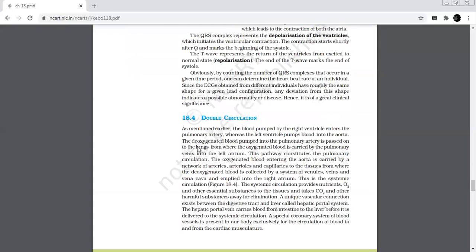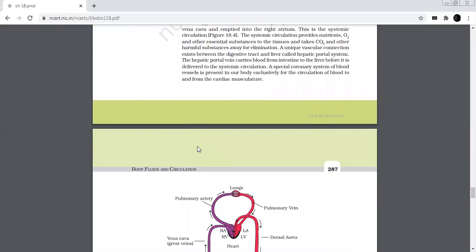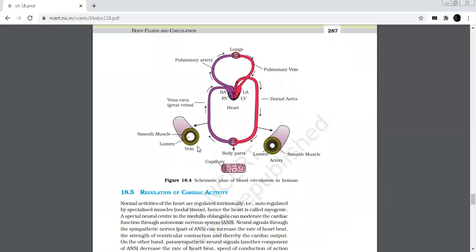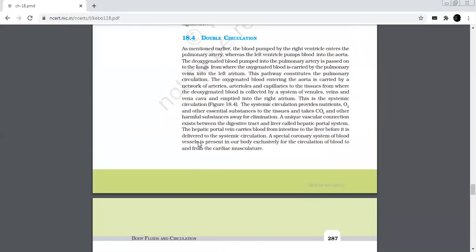Now let us talk about double circulation. You can see the diagram of double circulation. The mammalian heart is four-chambered, undergoing the process of complete double circulation. This means that the blood passes twice through the heart to supply blood to the body. This is necessary and helps in oxygenation of the blood.